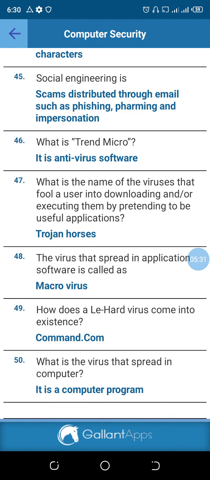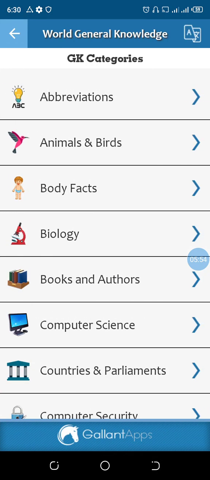What is the name of the viruses that fool a user into downloading and or executing them by pretending to be useful applications? Trojan horses. The virus that spreads in application software is called a macro virus. How does a Lehigh virus come into existence? Command.com. What is the virus that spreads in computer? It is a computer program.